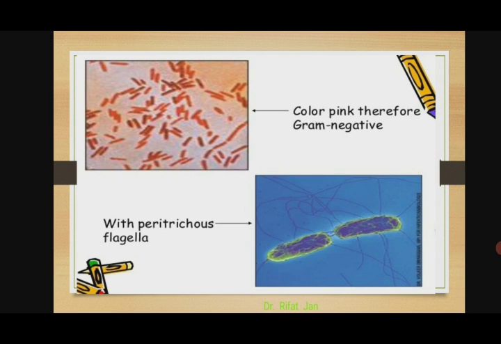So this is the typhoid bacilli. It's a gram-negative bacilli, therefore this color. It has flagella, and as you know, flagellated means that it has an affinity to produce antibodies, and the flagella are peritrichous.